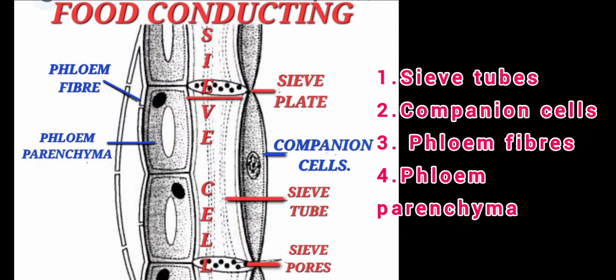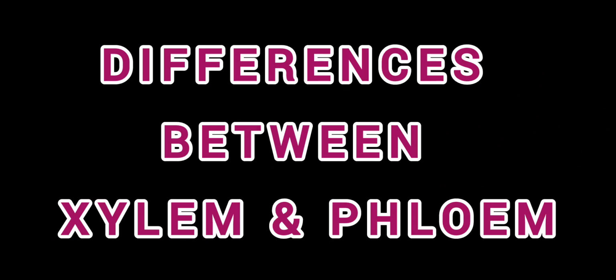The last of the phloem types are the phloem fibers. They are the sclerenchymatous cells found associated with the phloem. They mainly provide mechanical strength and support to the plant part.